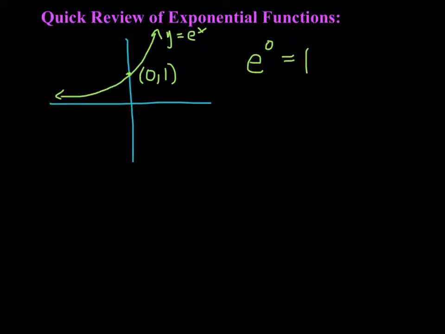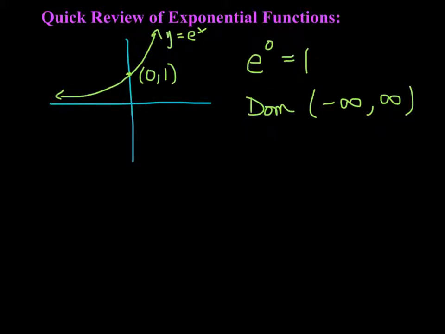Some other things about the exponential graph that you want to make sure that you recall is that its domain is all real numbers, so negative infinity to infinity. That you can put any value in for x and you will get an output. If you put negative values in, you get very small decimals. If you put positive numbers, the larger that positive number, the higher this graph is going in this direction. And so we can get very, very large numbers.